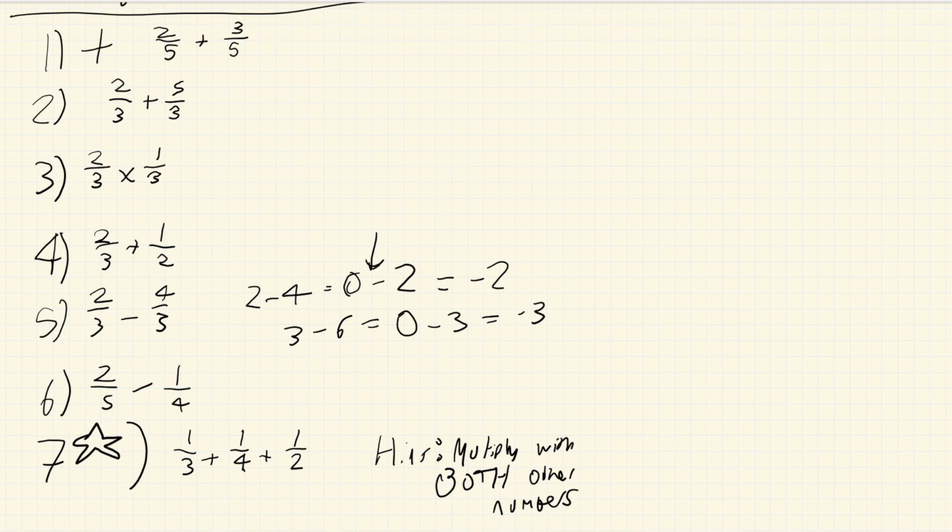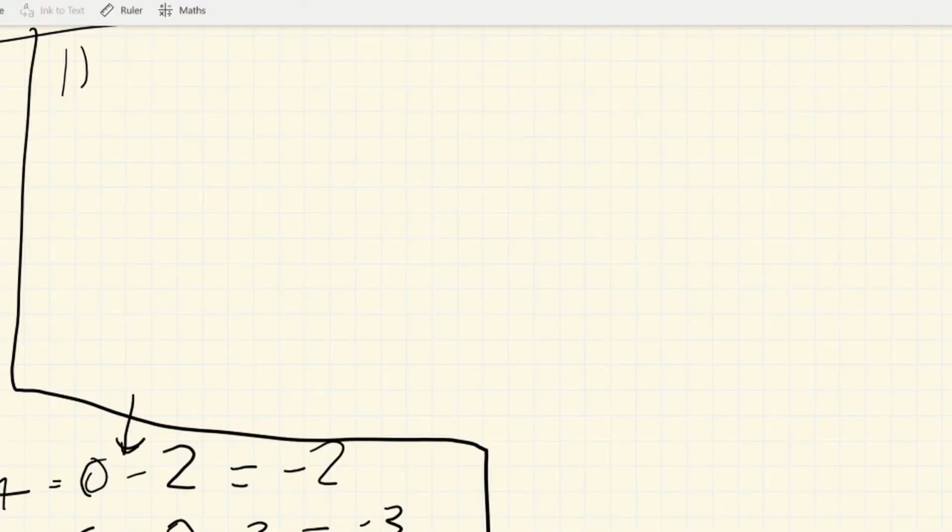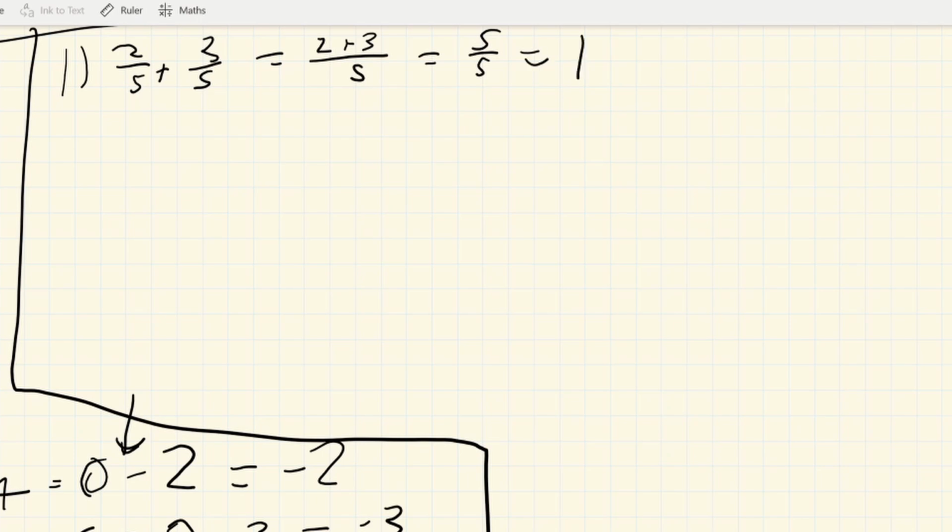Okay, so the answers, I'll just draw a box here so I can draw the answers on the other side. For question 1, well, we said when the bottom numbers, the denominators, are the same, you can just add the top 2 numbers when you're adding them. So that'll just equal 2 add 3 divided by 5, which is 5 divided by 5, and a number divided by itself is just 1. So the answer to question 1 is 1.